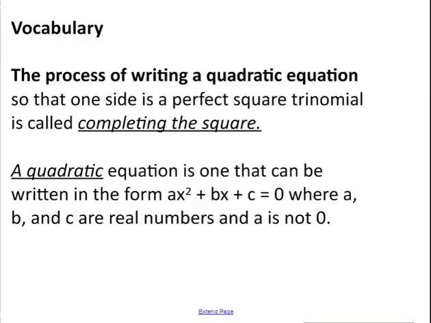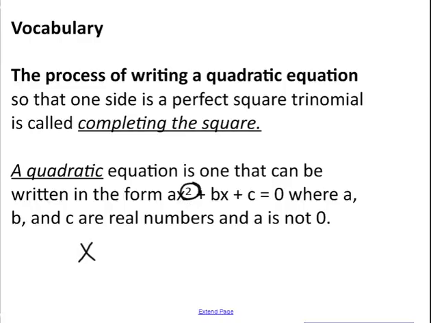A little bit of vocabulary to get us started. The process of writing a quadratic equation so that one side is a perfect square trinomial is called completing the square. A quadratic equation is one that can be written in the form ax squared plus bx plus c equals 0. For quadratic, what we're looking for is an x squared term.